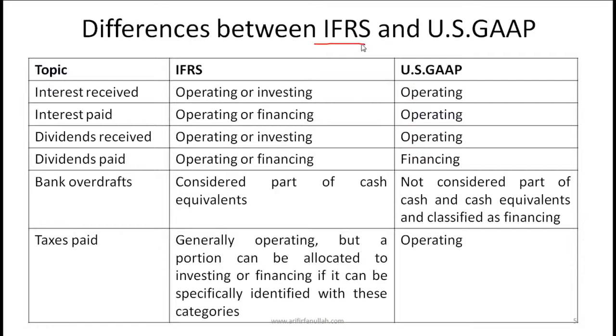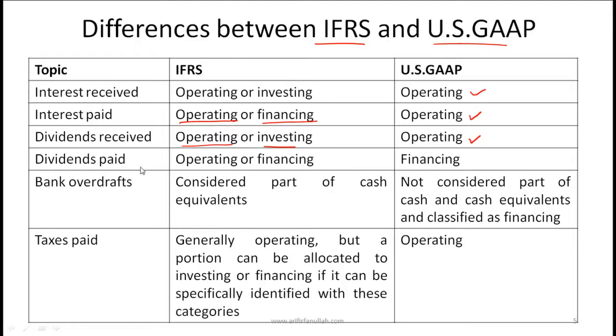Now, what are the differences between IFRS and US GAAP? You just saw that interest received under US GAAP is classified as operating. IFRS gives you the flexibility to categorize it as operating or investing depending on your business. Any interest that you pay, so you borrowed money and are paying interest, according to IFRS, this can be classified as operating or financing depending on your situation. And under US GAAP, this has to be classified as operating. Dividends received under IFRS could be either operating or investing. Under US GAAP, it has to be operating.